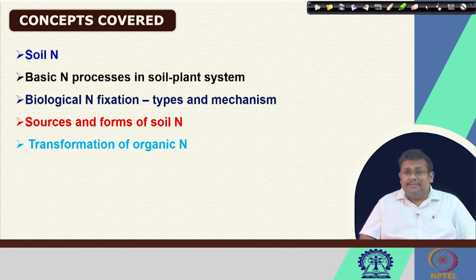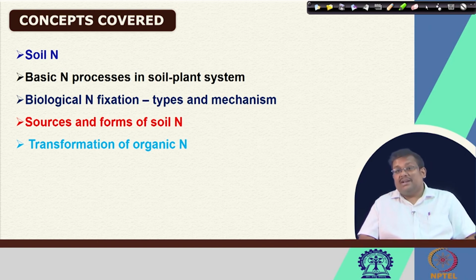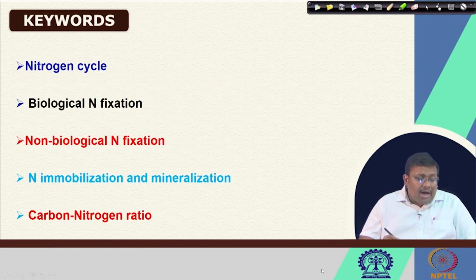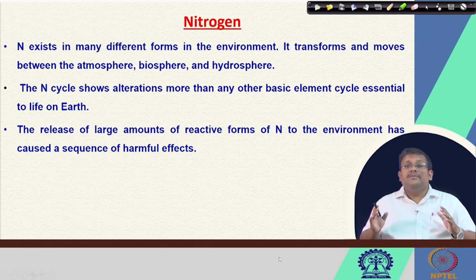All of these are very important, specifically the processes we are going to discuss as well as biological nitrogen fixation, as they govern nitrogen and its different species and their concentration in the soil plant system. These are some of the keywords of this lecture: nitrogen cycle, biological nitrogen fixation, non-biological nitrogen fixation, then nitrogen immobilization and mineralization, and finally CN ratio or carbon nitrogen ratio. So, let us start with the basic overview of nitrogen.